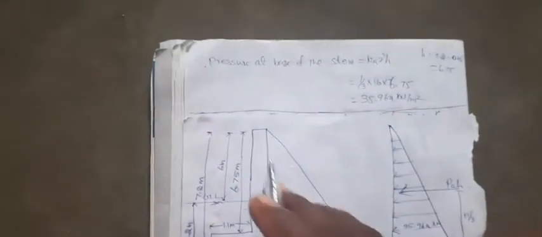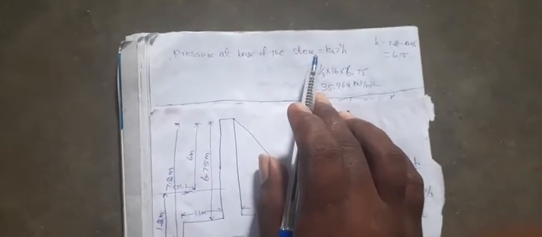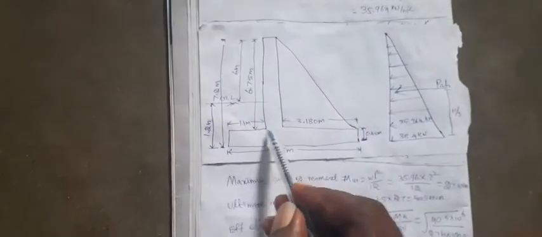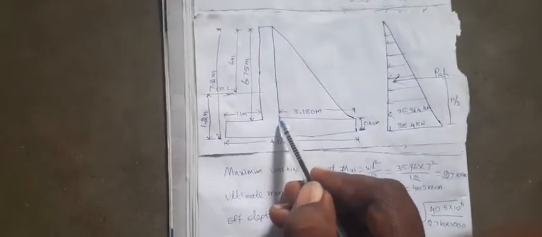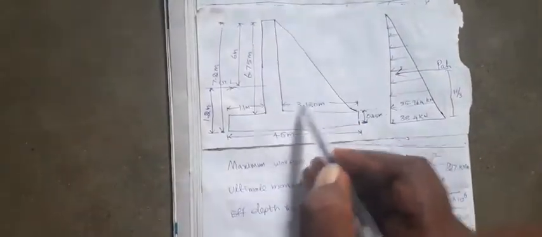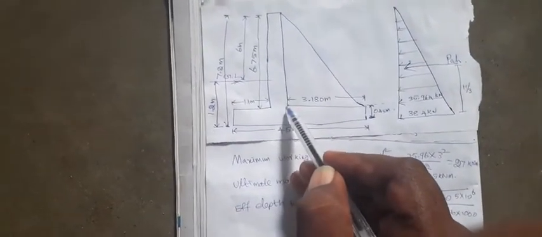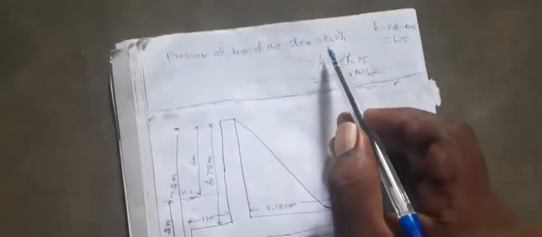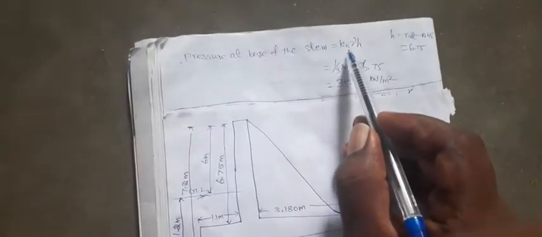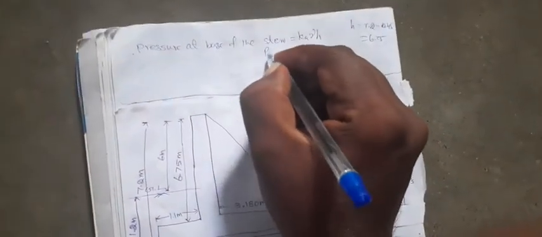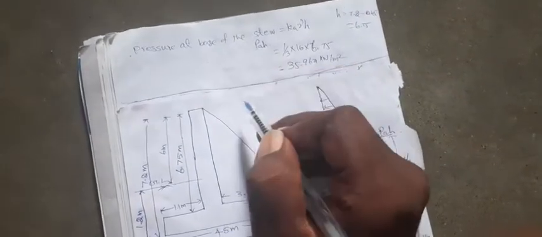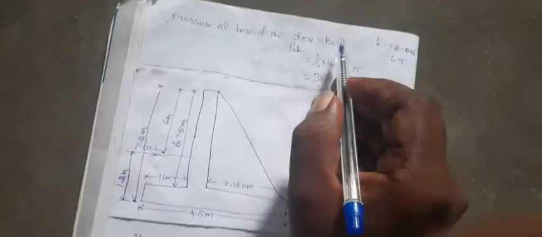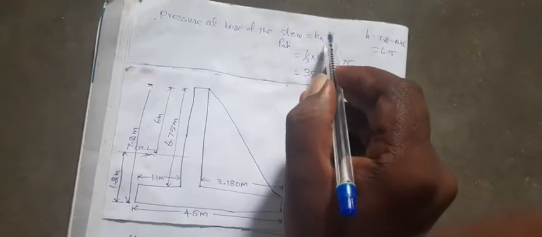Before that we have to find the pressure at the base of the stem. Pressure at the base of the stem, here in the counterfort retaining wall, this portion is the base of the stem. So we have to find the total pressure at the base of the stem for finding the moment. The pressure at the base of the stem is nothing but the soil pressure, PAH, the active horizontal earth pressure. Its value comes as Ka gamma H.